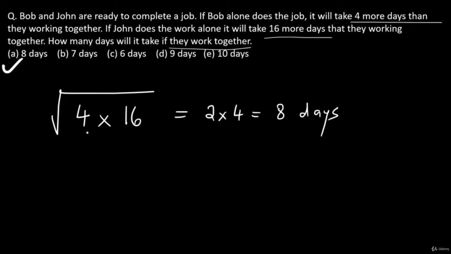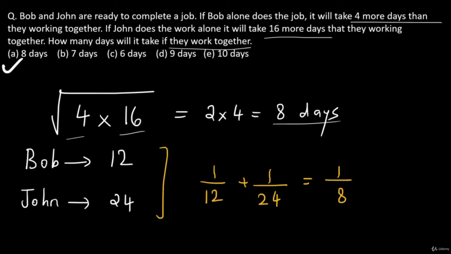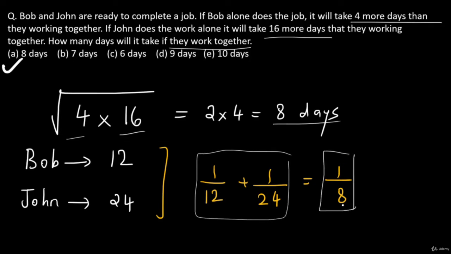Now you can see that Bob takes 4 days more than 8 days. So Bob takes 12 days. Similarly, John takes 16 days more than 8 days. So 16 plus 8, that's equal to 24 days. Now if they are working together, that would be 1 by 12 plus 1 by 24, and on solving this, this is equal to 1 by 8. Now if in 1 day they complete 1 by 8 of the work, they'll take 8 days to complete the work together, and that's how we got the answer as option A, that is 8 days.